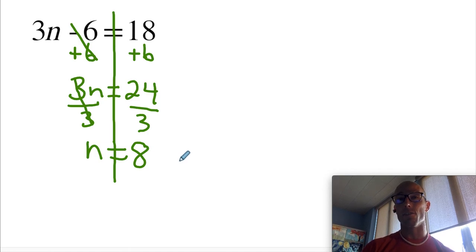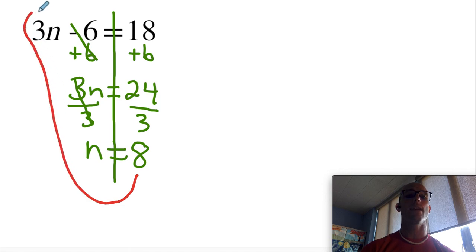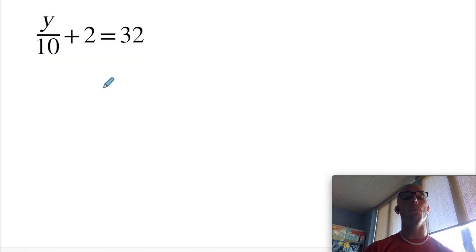Now, I highly, highly encourage you to check your work on these, especially when they get more complicated. All right, so n equals 8. Oh, I don't know why I put it up there, but I did. All right, let's pretend it does. Right, 3 times 8. Right, if n were 8, 3 times 8 is 24, and then minus 6 from that. 24 minus 6 is 18. So we're good to go. I kind of checked my work there. Okay, all right, one more problem.